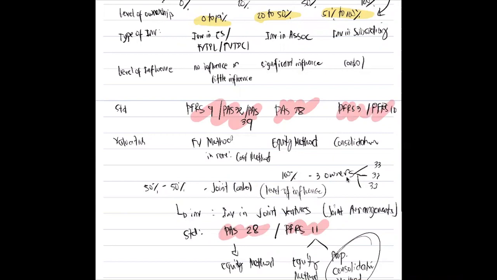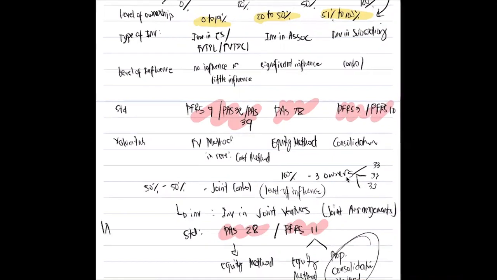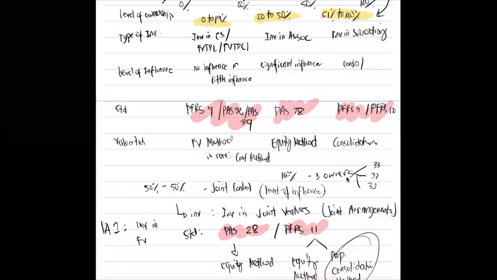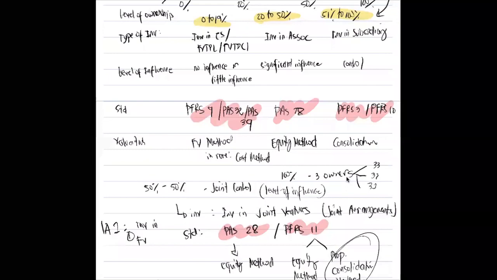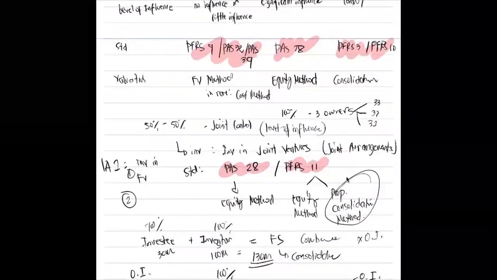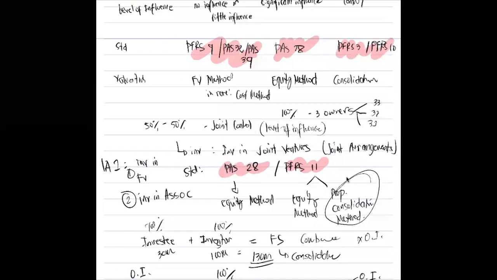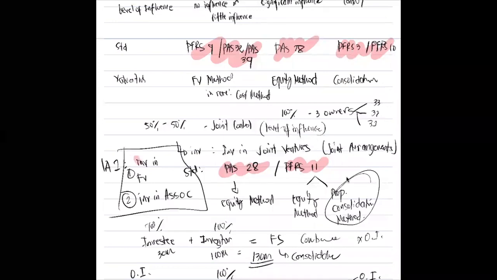Now, the focus of Intermediate Accounting 1 will be the investment in FVTPL or fair value through profit or loss, or investment in FVTOCI or fair value through other comprehensive income. So that's one topic under IA1. Another topic under IA1 will be your investment in associate. So we will focus ourselves on these two types of investment: investment in fair value and investment in associate.